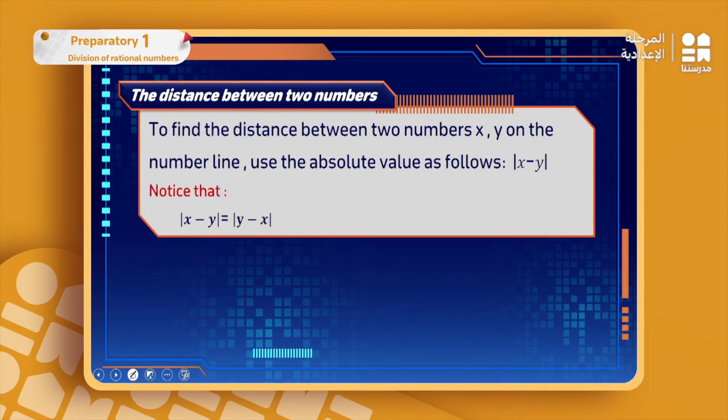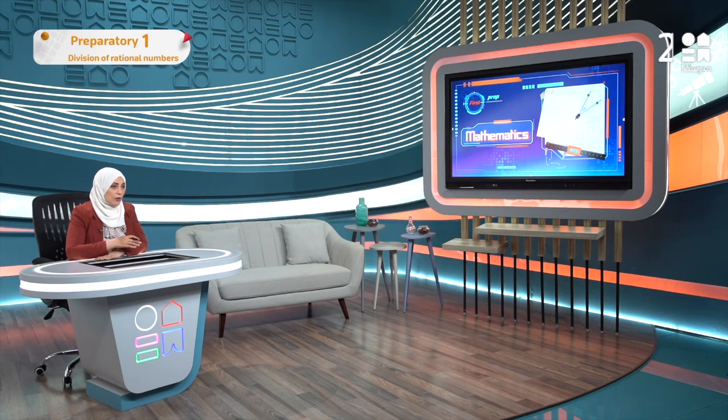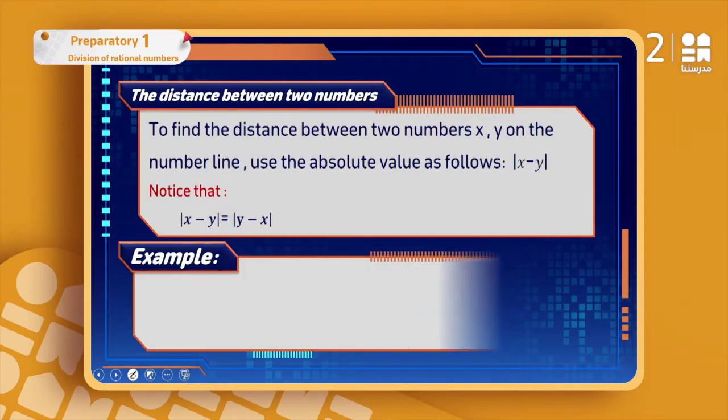And notice that we can write it as the absolute value of x minus y, or the absolute value of y minus x. So the order doesn't matter inside the absolute value. We can start from any number. Why? Because we will get a positive or negative number, and we will take it out from the absolute value without sign.